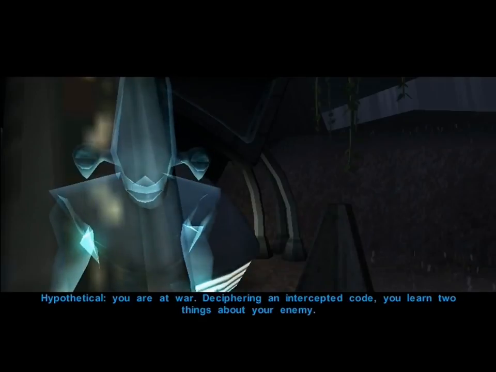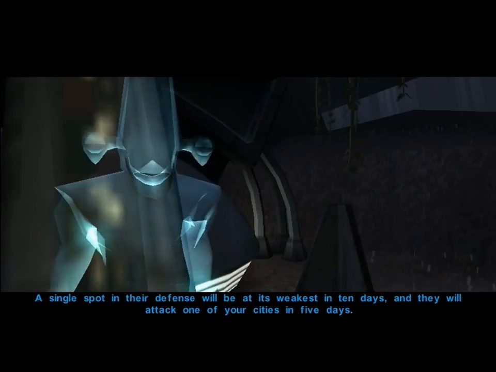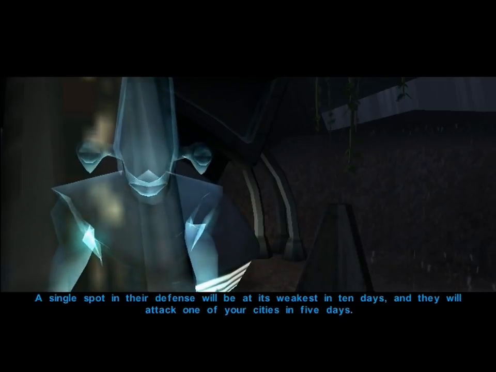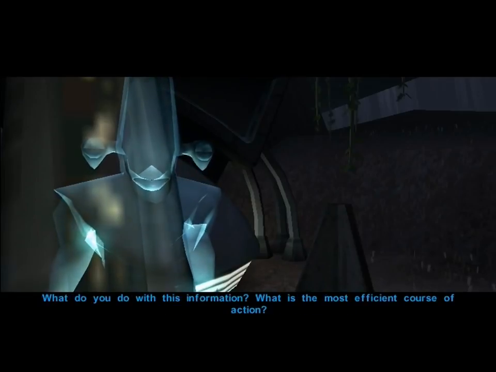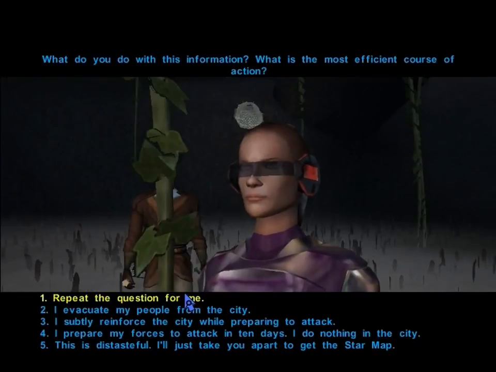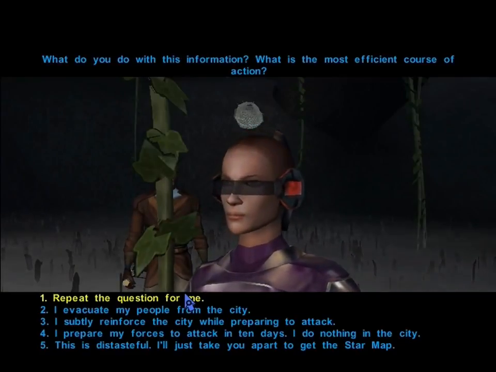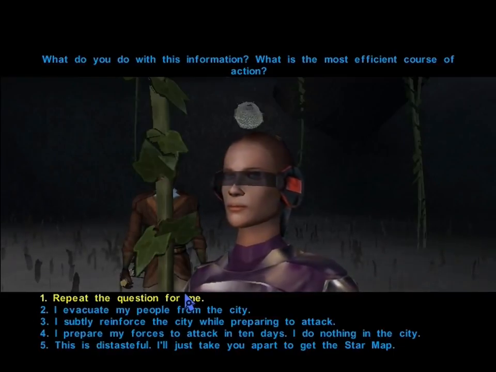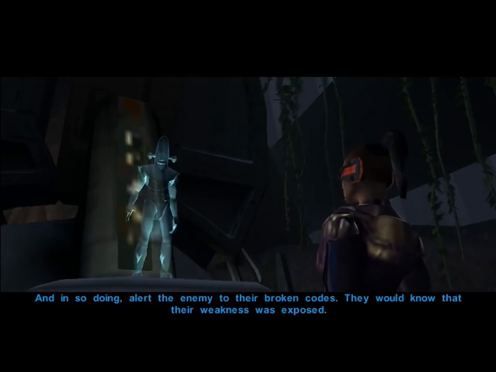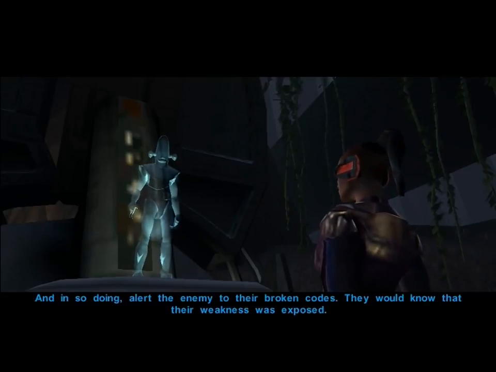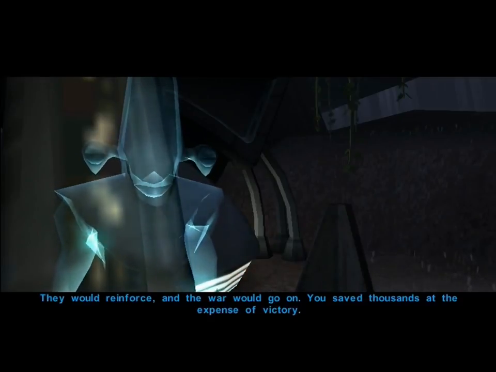Hypothetical. You are at war. Deciphering an intercepted code, you learn 2 things about your enemy. A single spot in their defense will be at its weakest in 10 days, and they will attack one of your cities in 5 days. What do you do with this information? What is the most efficient course of action? I will evacuate my people from the city. And in so doing, alert the enemy to their broken codes. They would know that their weakness was exposed. They would reinforce, and the war would go on. You save thousands at the expense of victory.